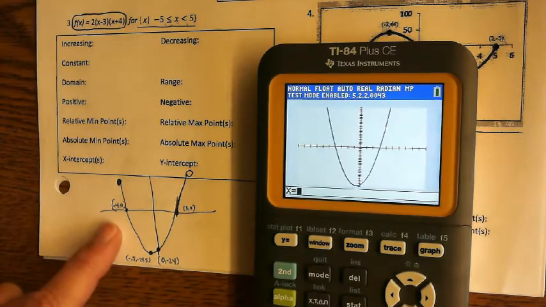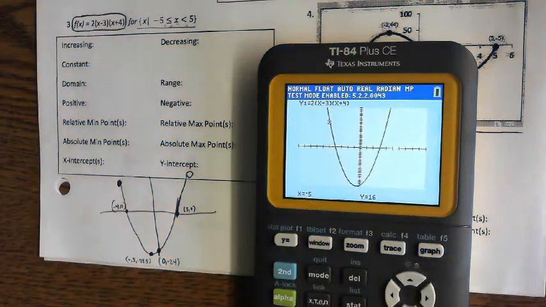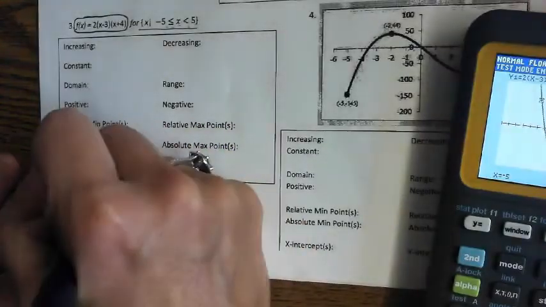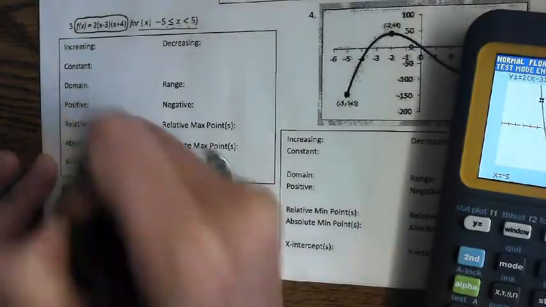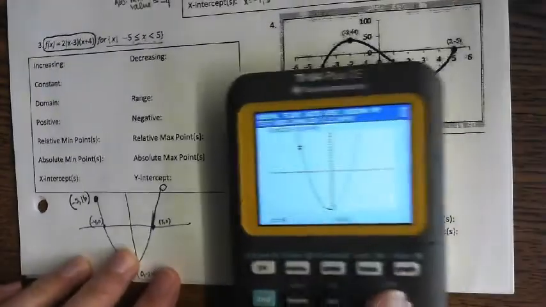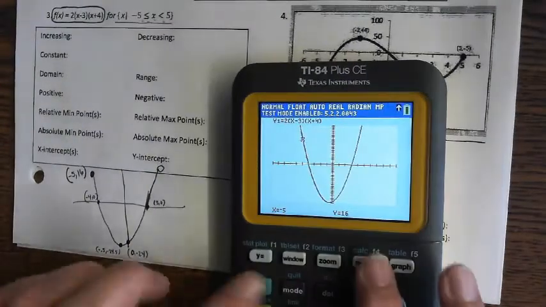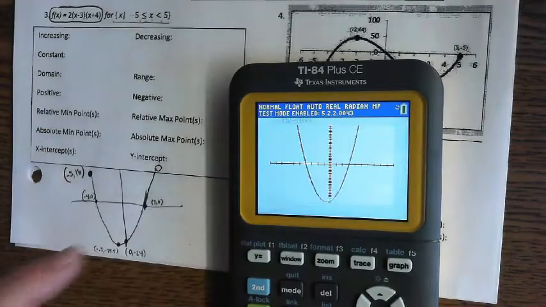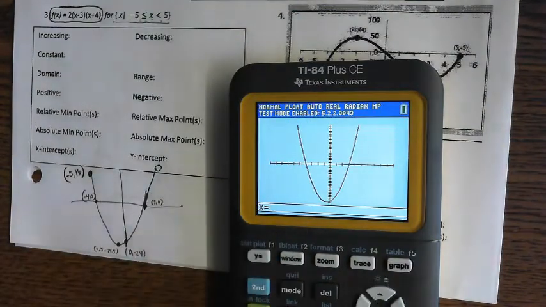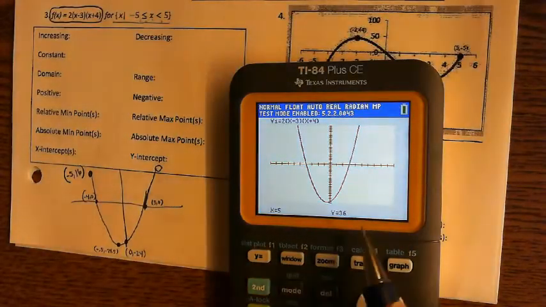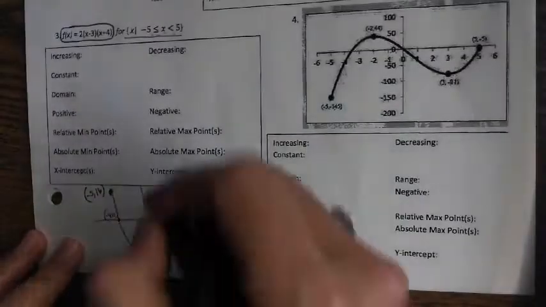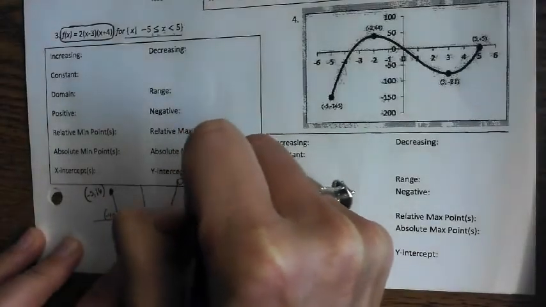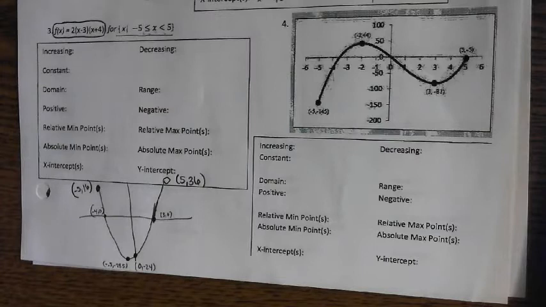If x is -5, what's my coordinate? 16. So (-5, 16) is that endpoint. And on the other side, second trace, value, if I type in x equals 5 there, I get 36. So (5, 36) on that end, and that end is the one with the open circle.